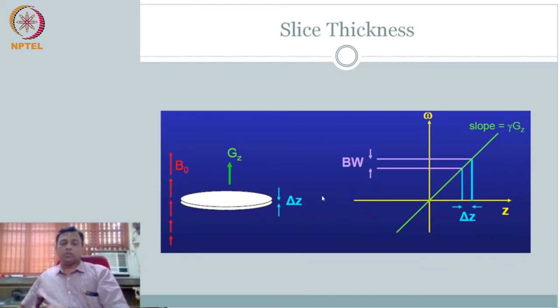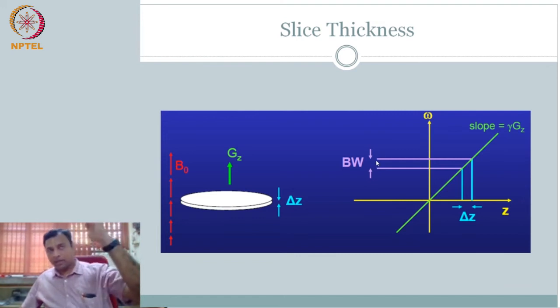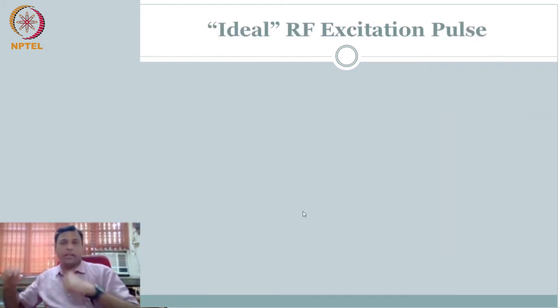Okay. So just to summarize and move forward. We have the spatial domain where we are interested in selecting a slice, the location of the slice, the thickness of the slice. This can be controlled by the gradient and the frequency. The frequency of the RF excitation, the bandwidth of that, along with the GZ controls the location and the thickness of the slice.